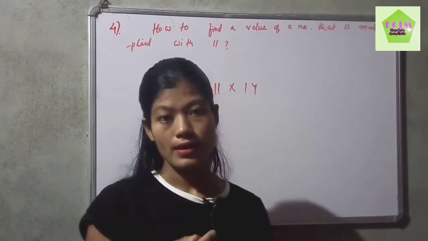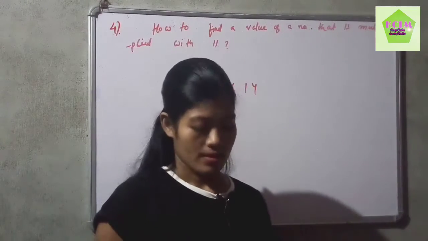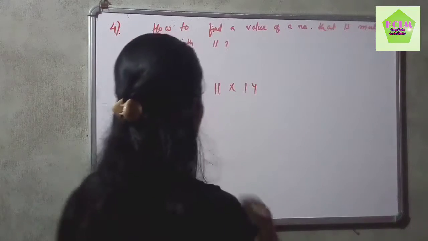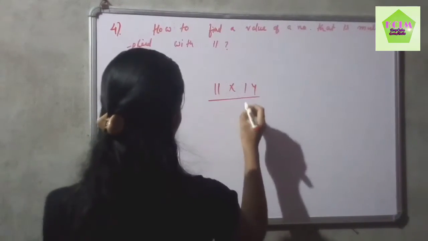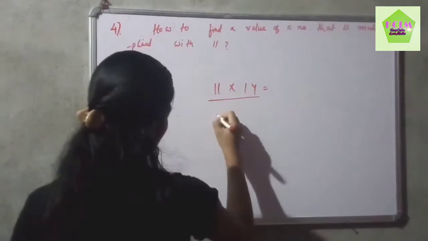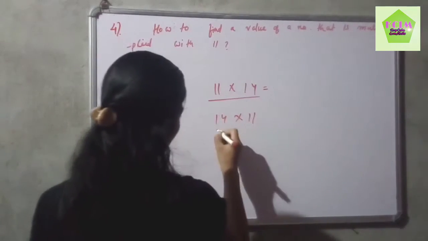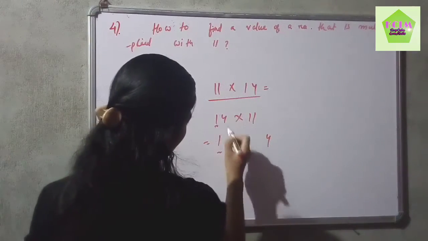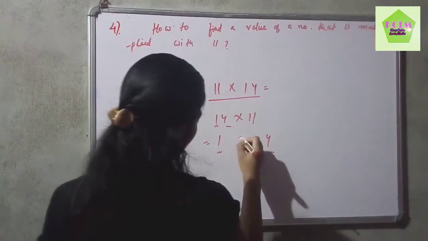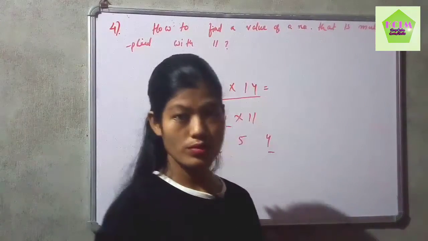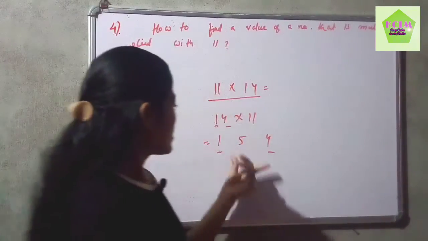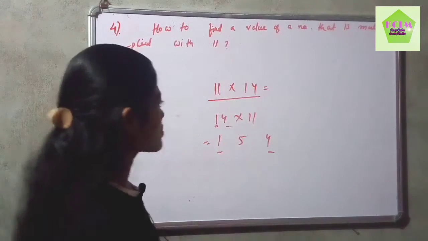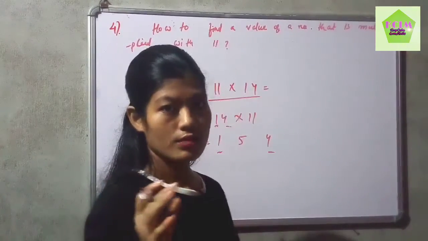If we use this trick, we can easily find the value of a number which is multiplied with 11. Now again, what is the value of 11 into 14? This is very easy. First of all you write 1 and 4 here, then 4 plus 1 is 5. And who knows the multiplication table of 11? So definitely it is 154. 14 11s are 154.